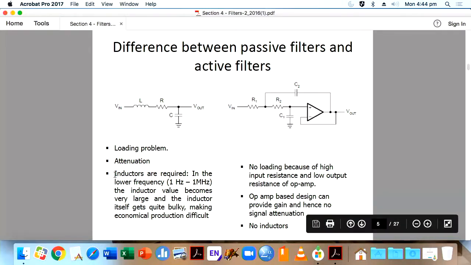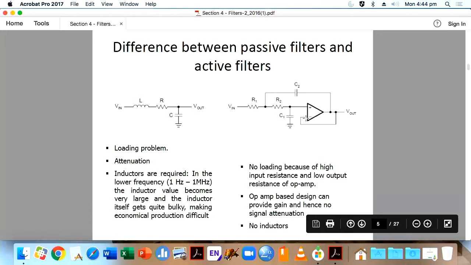Then if you want a very good design, you need inductors. In the lower frequency range, 1 Hz to 1 megahertz, the inductor values become very large. When you calculate, if your frequency range of interest is 1 Hz to 1 megahertz, then the inductor value becomes very large, the inductor itself gets very bulky. So low frequency inductors are very bulky, making economical production difficult. Then it will become expensive.